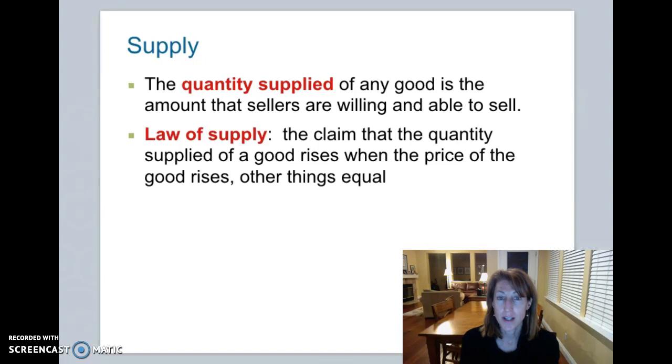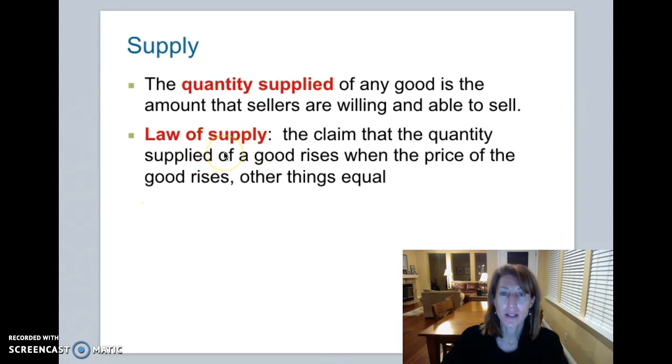So we can define the quantity supplied. That's any good that the seller's willing and able to sell. And then we have a law of supply. Again, we love the laws. So the laws say that no matter what, when price is high, quantity supplied will be high. Why do you think that is?